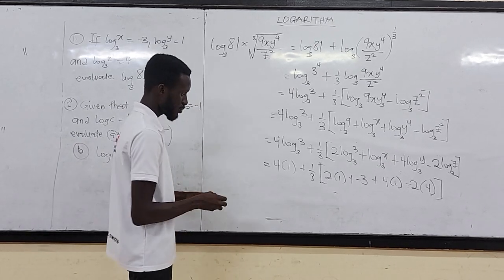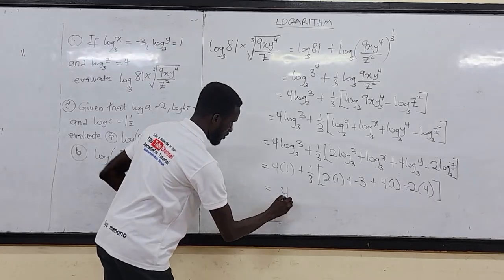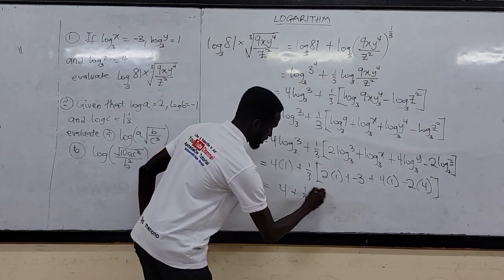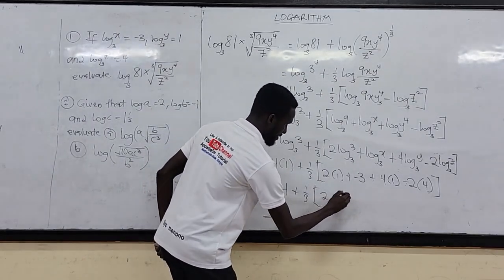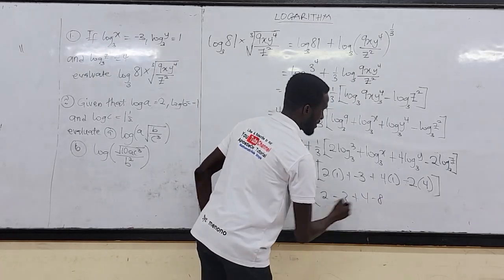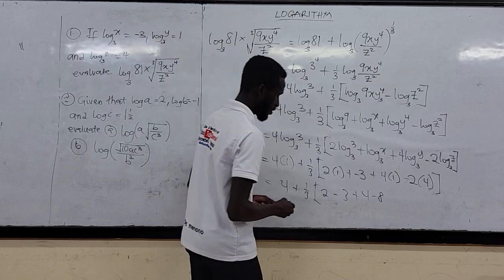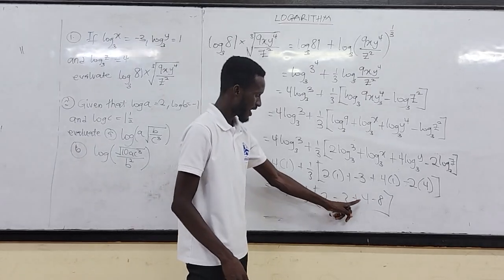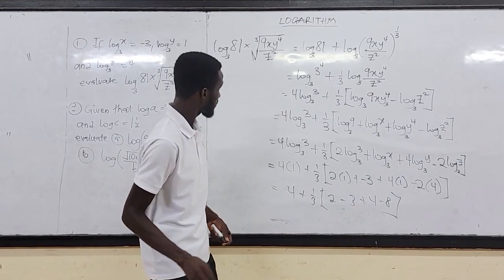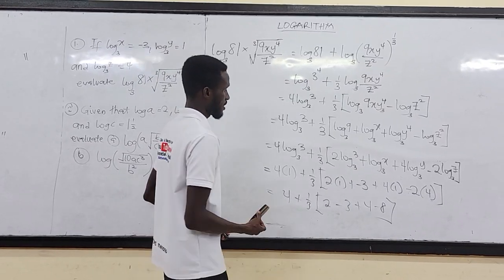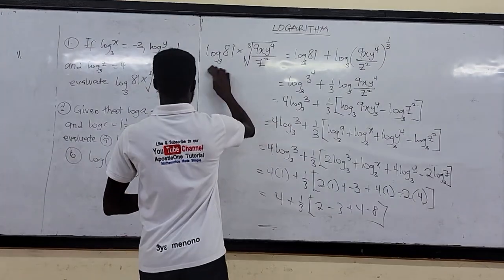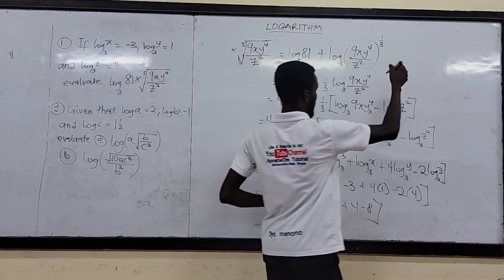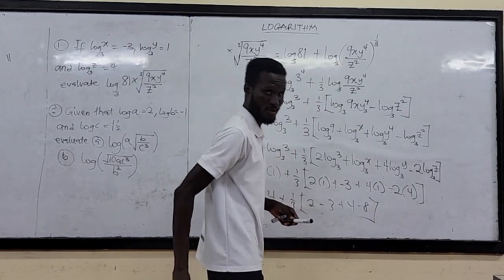Yes. Now so at this point I'm going to get 4 plus 1/3. 2 times 1 is 2 minus 3 plus 4 minus 8, plus 4 minus 8. Now at this point 2 minus 3 plus 4 minus 8, you just have to simplify it. Now let me continue from here.